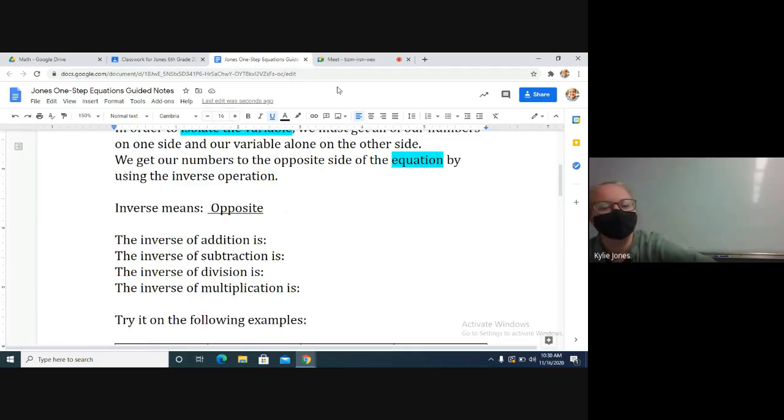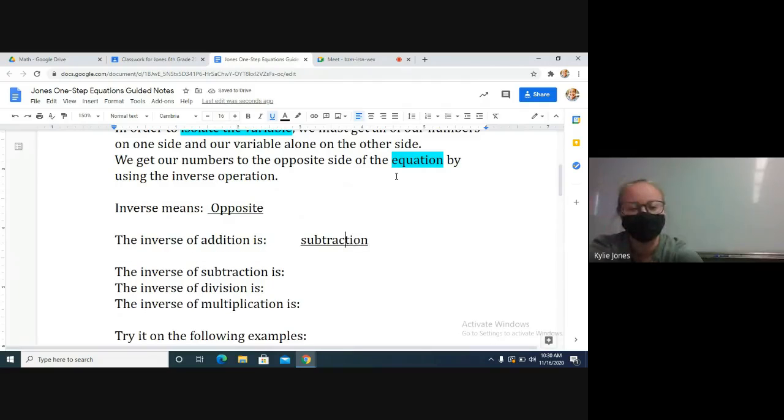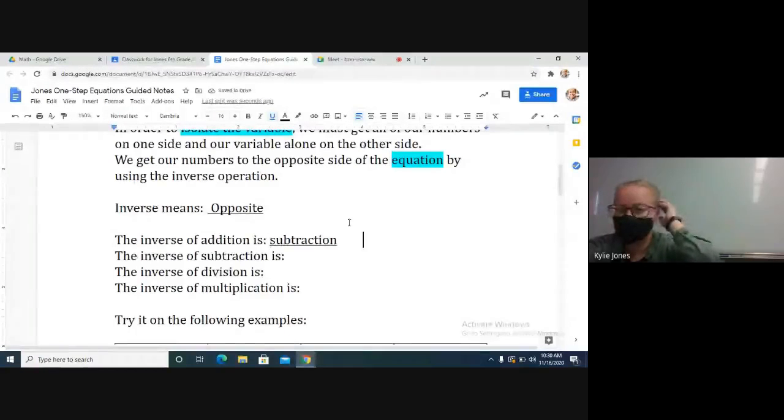Okay, so we need to use the opposite operation, which means, let's fill out this part. The inverse of addition. What is the opposite of addition? Subtraction. No, subtraction. Good choice. Okay, so the inverse of addition, the opposite of addition is subtraction. Then let's do the next one. What is the opposite of subtraction then? Addition.